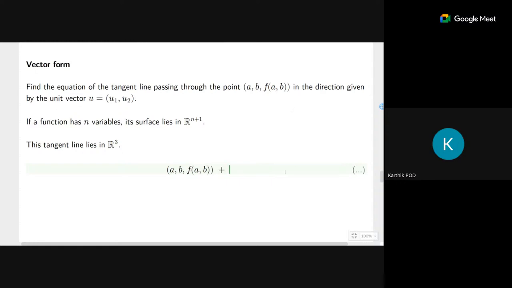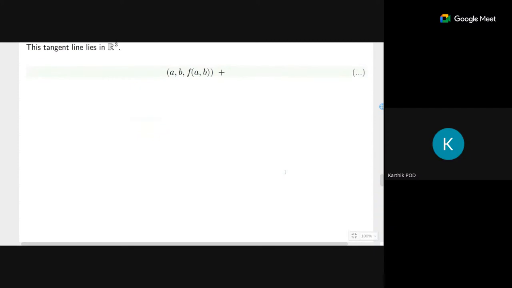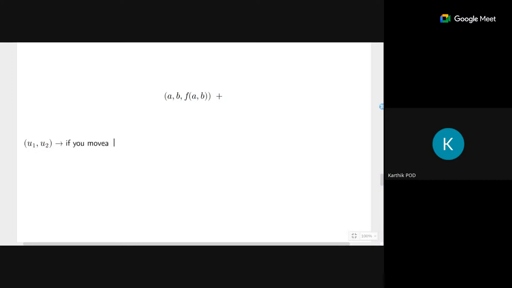Now, here is how you remember the rest of the parts of the tangent line. See, the moment you have a direction, you have to think of directional derivatives, right? So if you move a very small distance along u, this is u1 comma u2, the function's value increases, or rather the rate at which it increases is given by what?